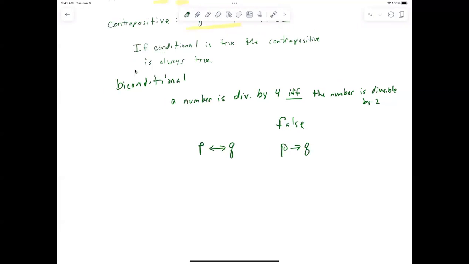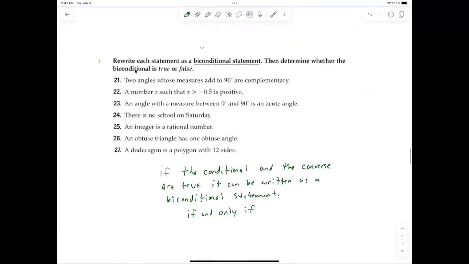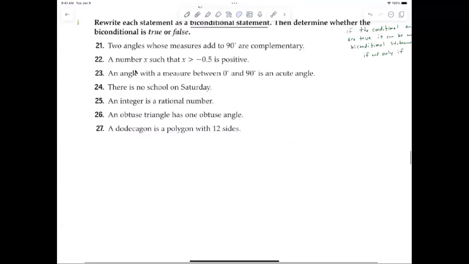So now we're going to try to write each statement as a biconditional statement. The first thing we do is write it as a conditional statement. The first part is: two angles whose measures add to 90 are complementary. We're going to write it as an if-then statement, a conditional, first.